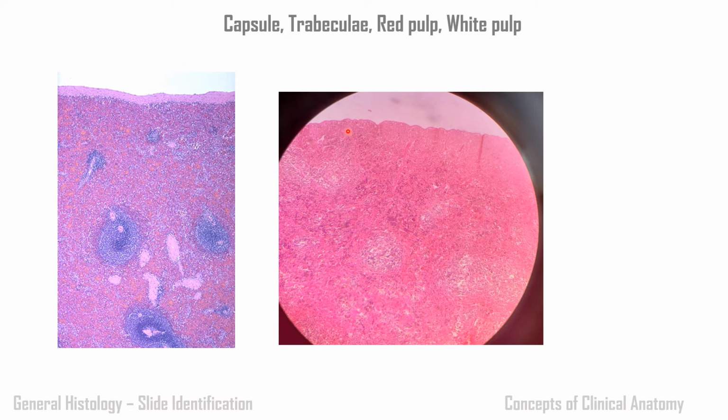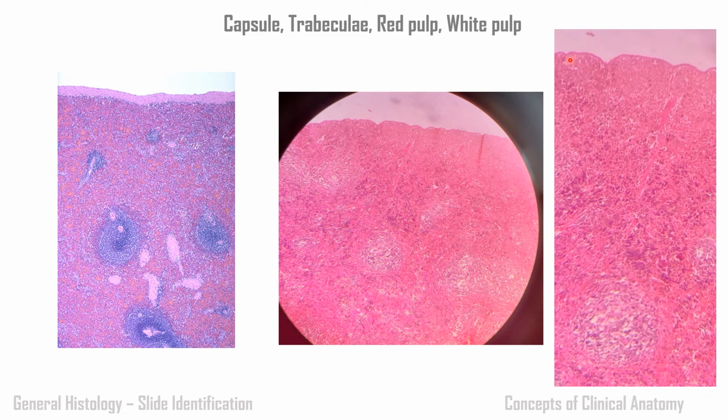Here if you observe closely, there is a capsule. These are the trabeculae, and what you can see very clearly is the different patchy areas. These are the areas of white pulp, and the other background is the red pulp. Within the white pulp, you may appreciate some central arteriole, an eccentric arteriole. So the capsule, trabeculae, red pulp, white pulp, and central arteriole are the features of spleen.